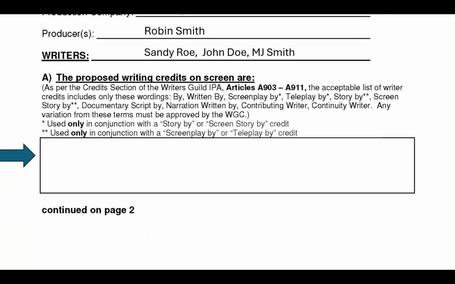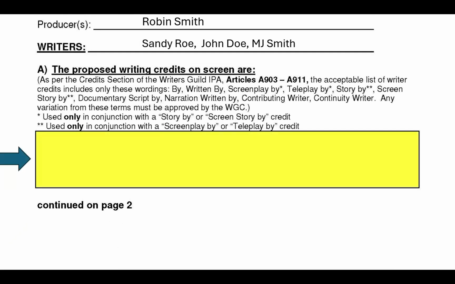In the outline box, show exactly how the writing credit is proposed to look on screen, including the writer names as they are going to appear. For example, written by Sandy Rowe, or written by Sandy Rowe and John Doe.